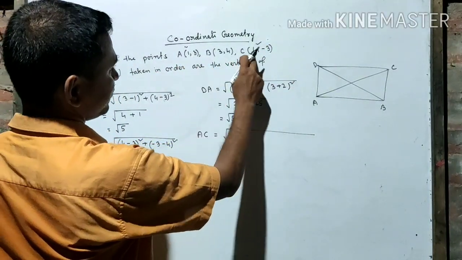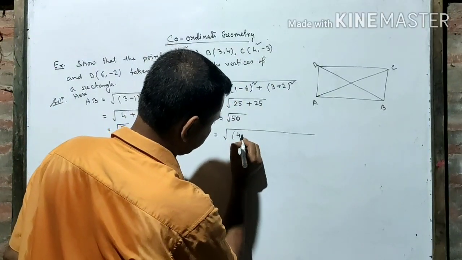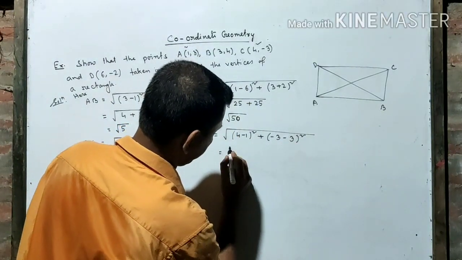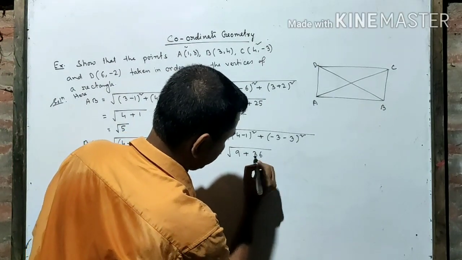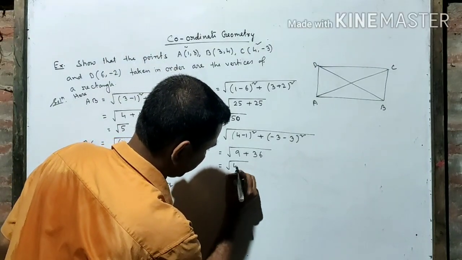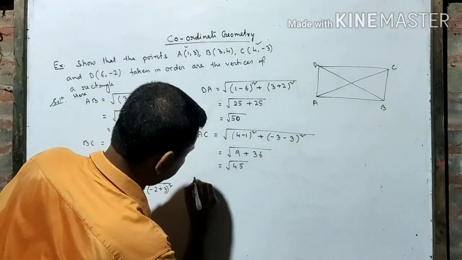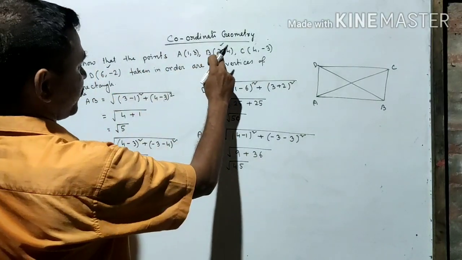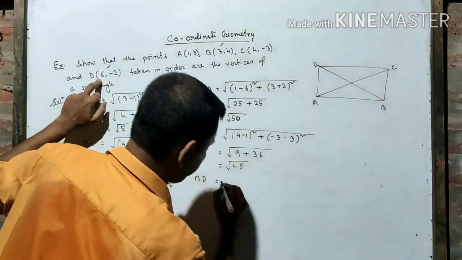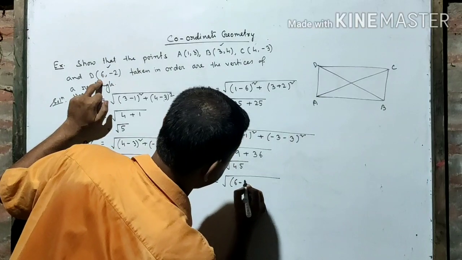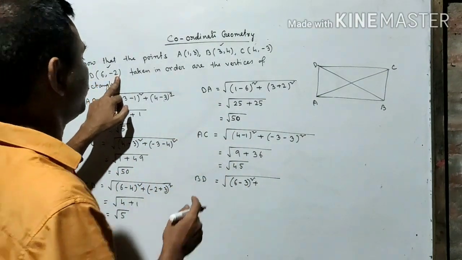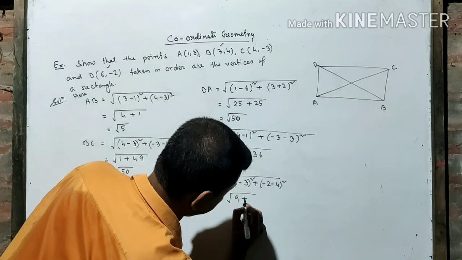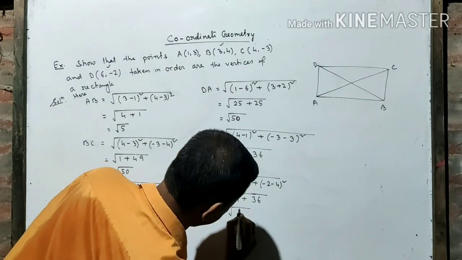So these are x1, y1, x2, y2. So 4 minus 1 whole square plus 3 minus 3 whole square. 4 minus 1, that is 3, 9 plus 6 square, that is 36, is equal to root 45. Then BD. So B and D, x1, y1, x2, y2. So x2 minus x1, that is 6 minus 3 whole square plus y2 minus y1, 2 minus 4 whole square. 6 minus 3, that is 3, 3 square is 9 plus 6 square is 36, is equal to root 45.